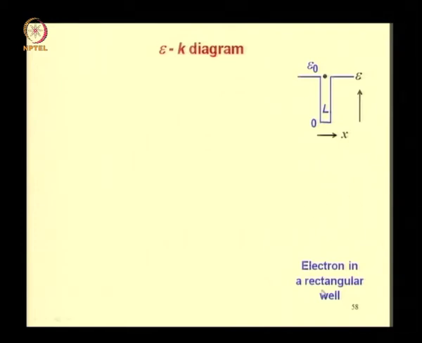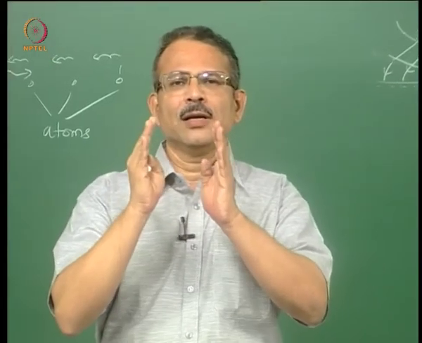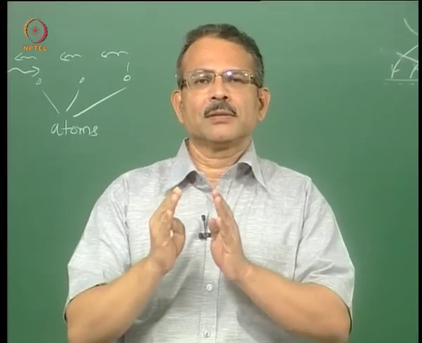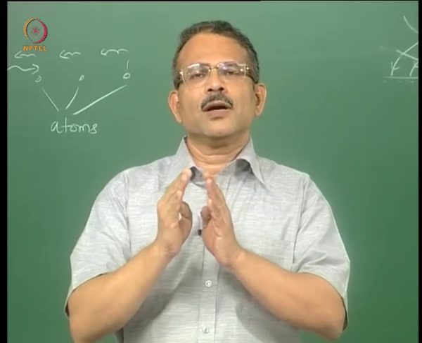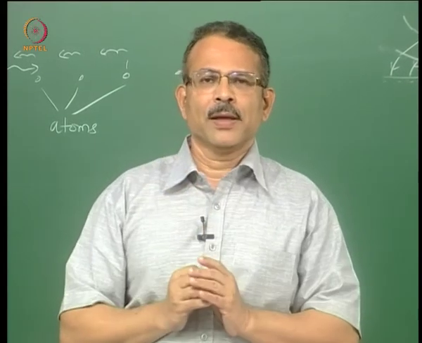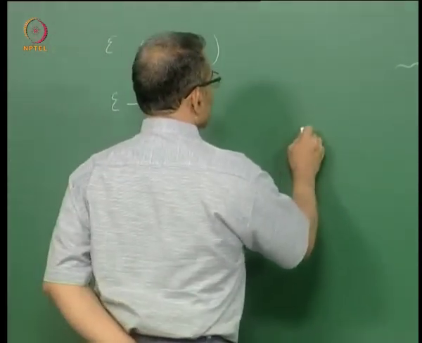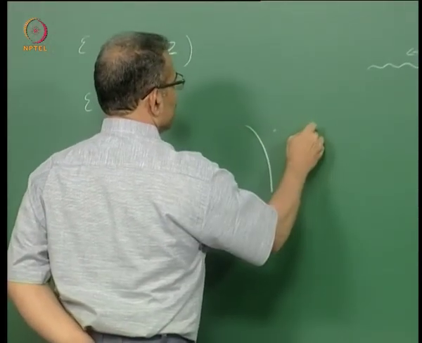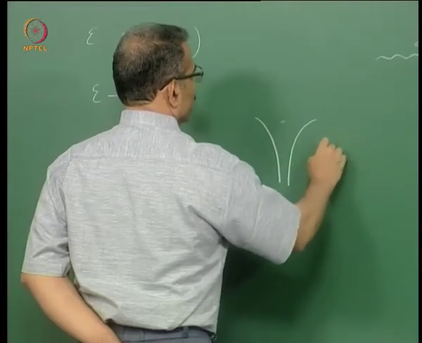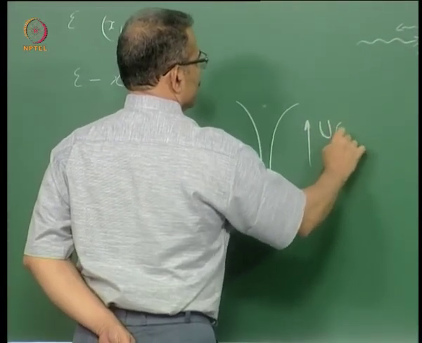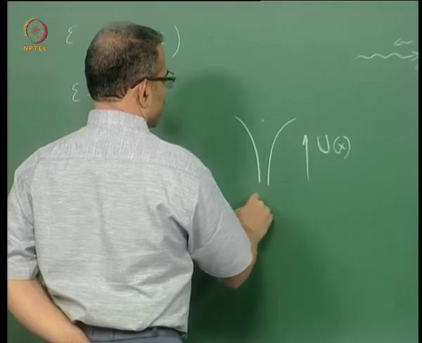Consider an electron in a rectangular well. For an example, because we are considering a quantitative model, we have simplified the actual potential picture of an electron in an isolated atom. The actual picture is something like this, right. We have drawn U, the electronic potential as a function of distance.